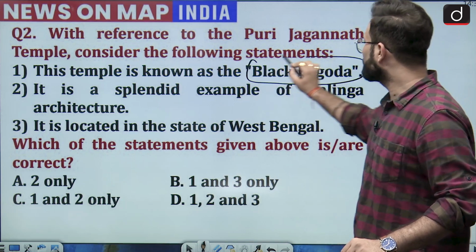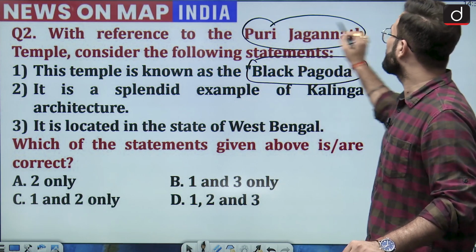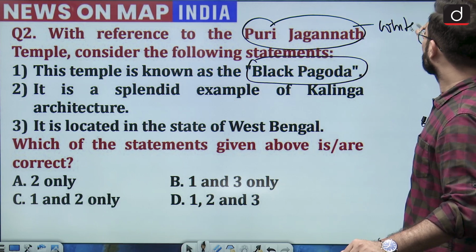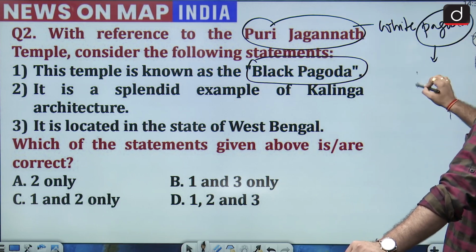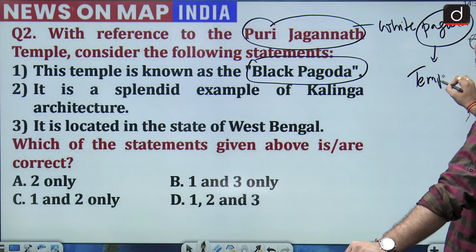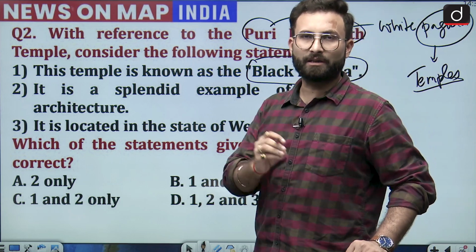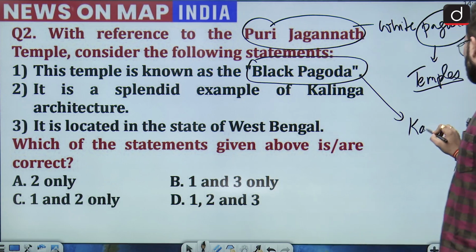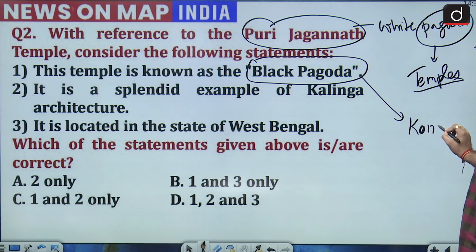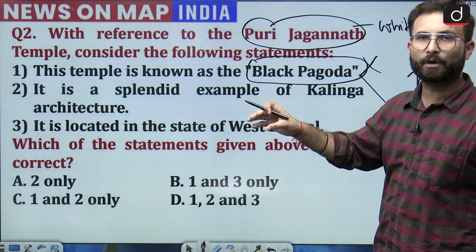Now moving further, the question is that this temple is known as Black Pagoda. When we are talking about this statement, the Puri Jagannath temple is known as the White Pagoda. The pagoda term is basically used in this particular region for temples. Puri Jagannath is the white pagoda. When we talk about the black pagoda, that is your Konark temple. You must have heard about this Konark temple. So this statement is incorrect because it is not black pagoda, it is white pagoda.